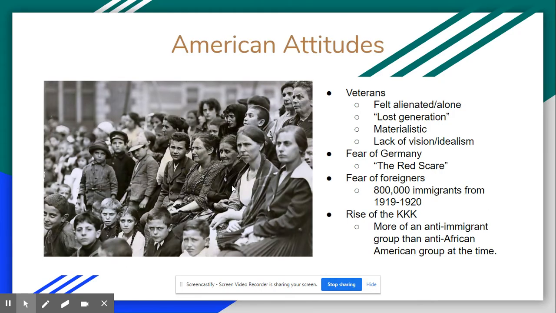American attitudes: veterans felt alienated and alone. It was more like a lost generation, materialistic, with a lack of vision and idealism. There was a fear of Germany, the Red Scare, and fear of foreigners. Over 800,000 immigrants came into the US from 1919 to 1920, and then there was the rise of the KKK as well.